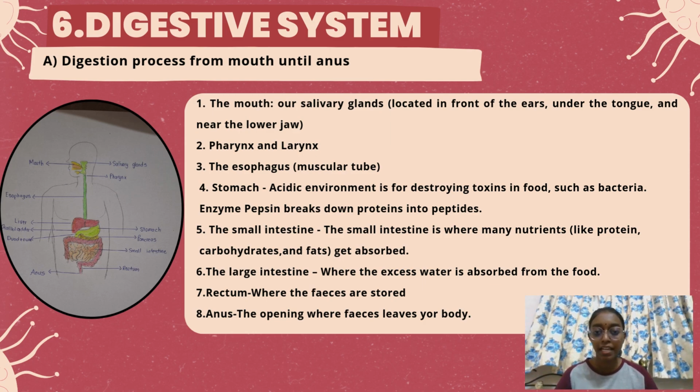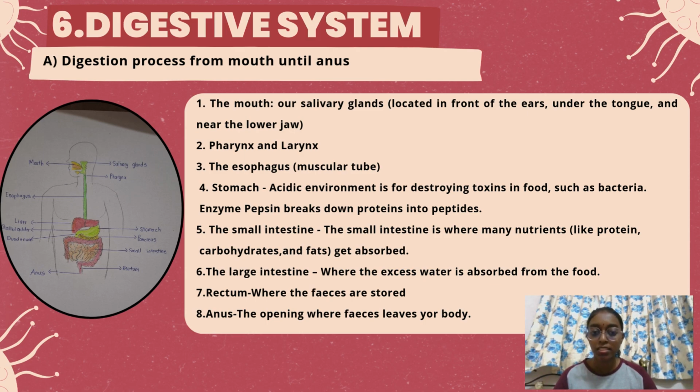Second, pharynx and larynx. Third, esophagus, the muscular tube. Fourth, stomach. Acidic environment is for destroying toxins, food such as bacteria. Enzyme pepsin breaks down proteins into peptides. 5. The small intestine. The small intestine is where many nutrients like protein, carbohydrates, and fats get absorbed.